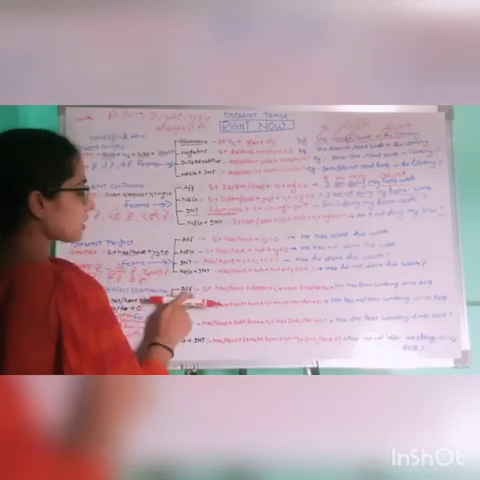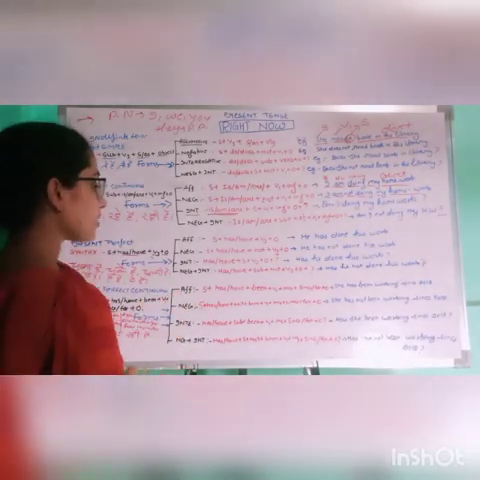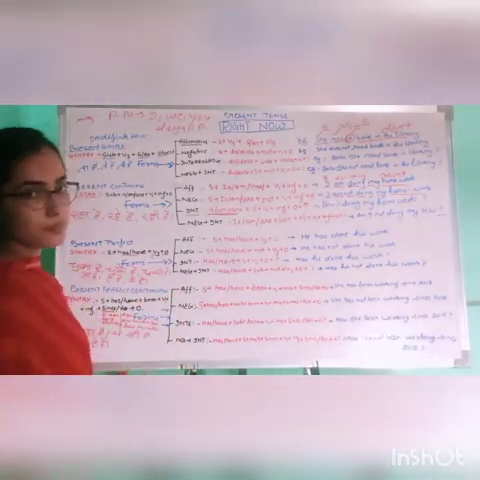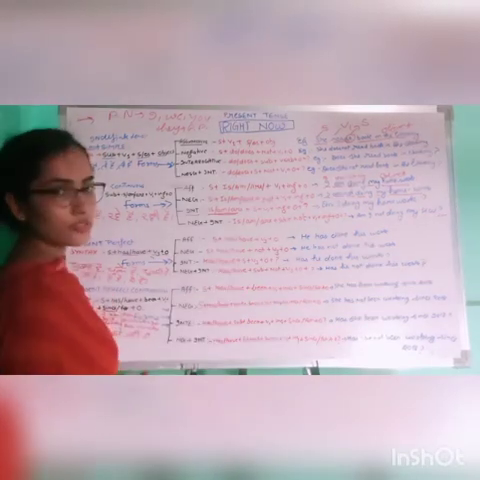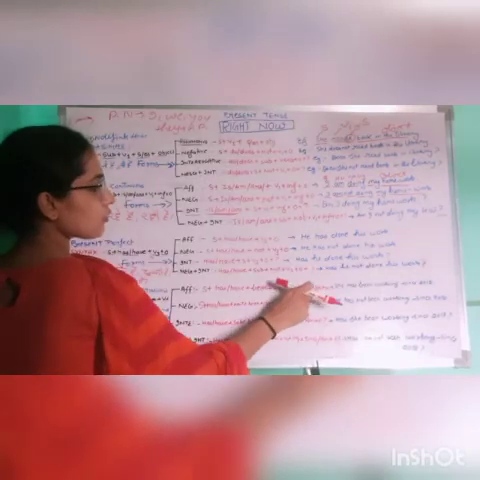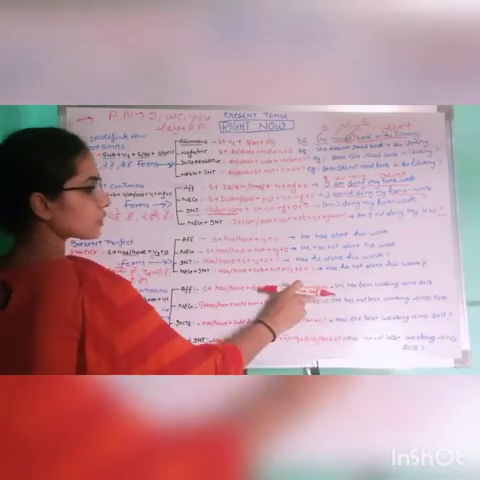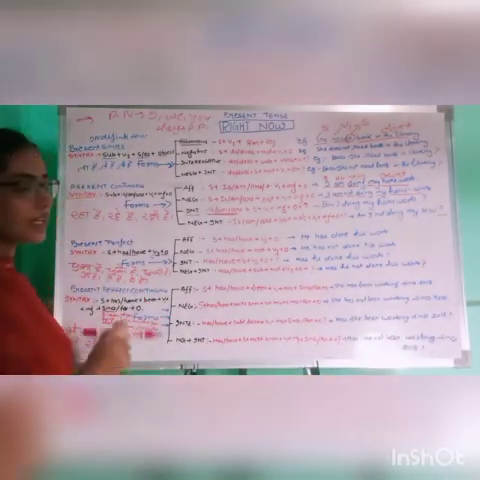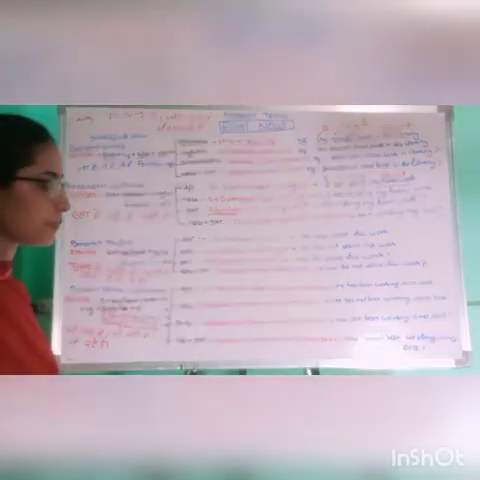sentences. Here the first is the affirmative sentence, and for the affirmative sentence the syntax will be subject plus has, have plus be plus verb first form plus ing plus since or for plus object. I have told you since and for will be used with the definite or the indefinite time period.